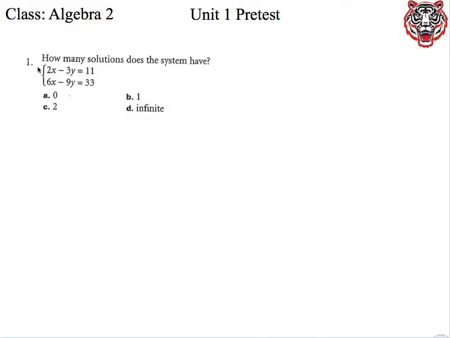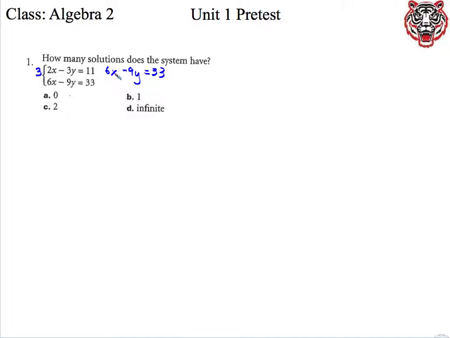Well, if we multiply this top equation by 3, then this new equation becomes 6x minus 9y is equal to 33. I just multiplied 3 times 2x, got 6x, 3 times negative 3y, negative 9y, and 3 times 11 is 33. So I have the same equation twice. We see that? So it's 1? So the answer here, well, let's see what happens.